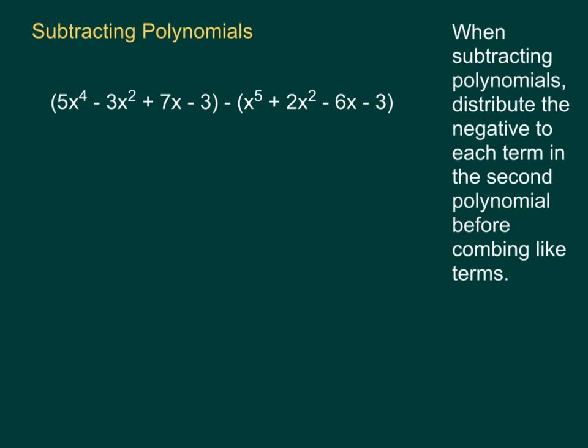So I'm going to start by rewriting. I'm going to keep the first part the same. That's 5x to the 4th minus 3x squared plus 7x minus 3. And now when I distribute that negative, I get a minus x to the 5th minus 2x squared. Now the next one is minus the negative 6x. That's going to turn it into plus 6x. It's going to turn the last thing into plus 3.